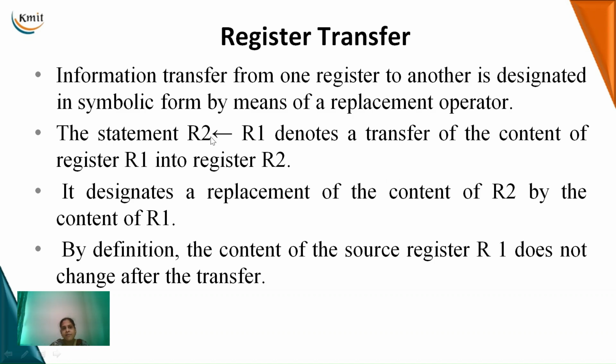Say, for example, I have contents of R2 as 000 and contents of R1 as 111. When I implement this statement, the contents of register R2 become 111. They are replaced with the contents of R1. But what about the contents of R1? They remain the same. It will still have a copy of 111. It only replaces the contents of the destination register. So the contents of the source register R1 do not change after the transfer. Here the register transfer is mainly implemented by means of the replacement operator.